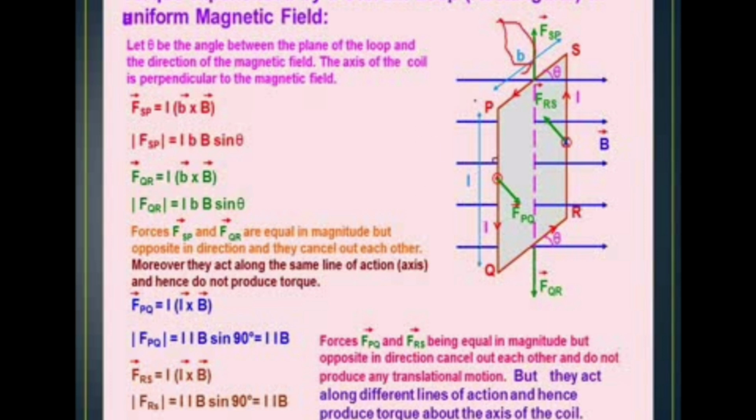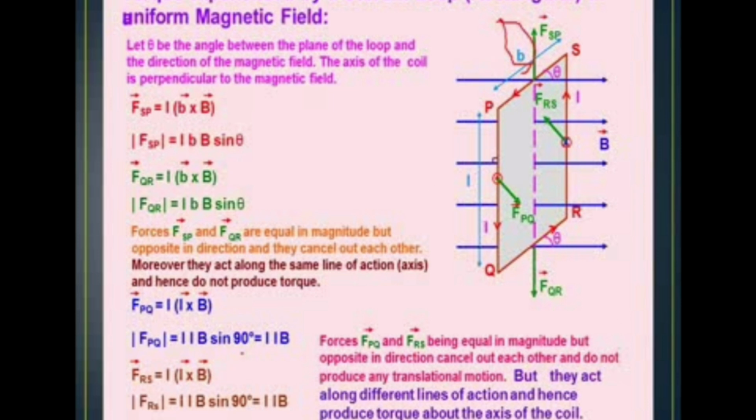So FPQ, PQ is the other side. See this side, PQ, F equal to BIL sin theta. Sin 90 becomes 1, so that's why we write F is equal to BIL. So FRS, RS also has the same value, F equal to BIL sin theta. So we have taken 4 conductors, 4 sides, and how much do we get?